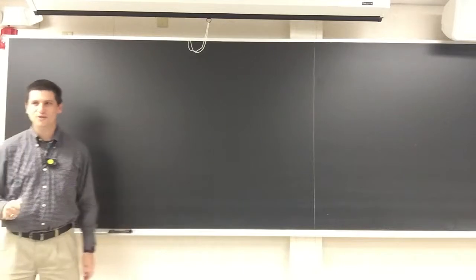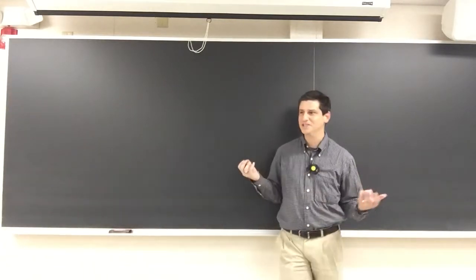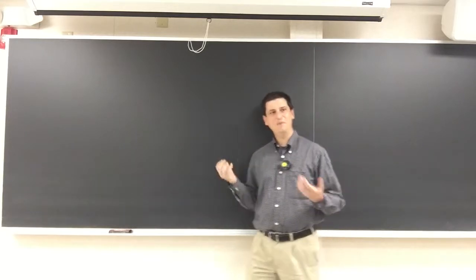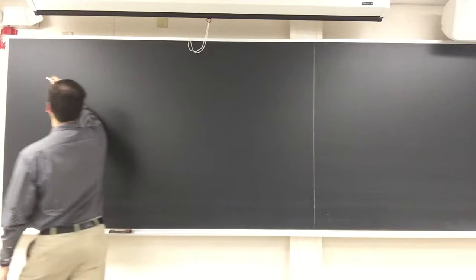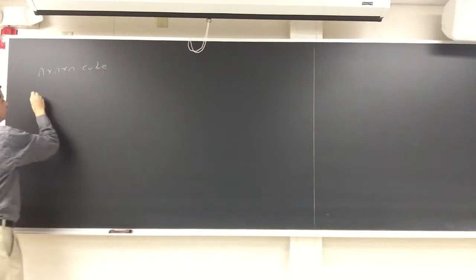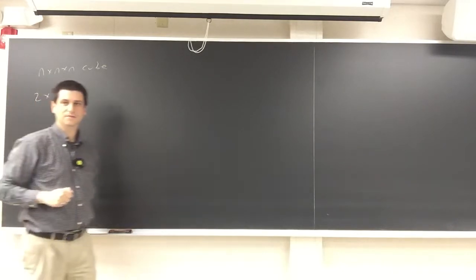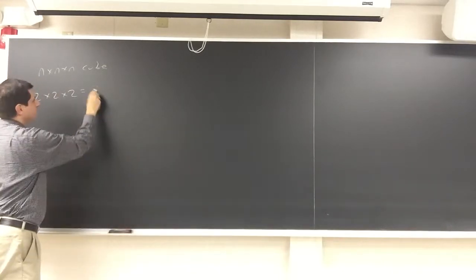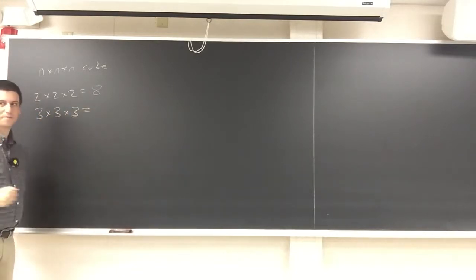In honor of 2 and 3 being the sizes of the first non-trivial n by n by n Rubik's cubes, I guess we're starting today with a quick question. How many pieces do you have on an n by n by n cube? So on a 2 by 2 by 2 cube, how many pieces do we have? 8. We have 8 pieces. On a 3 by 3 by 3, how many pieces do we have?